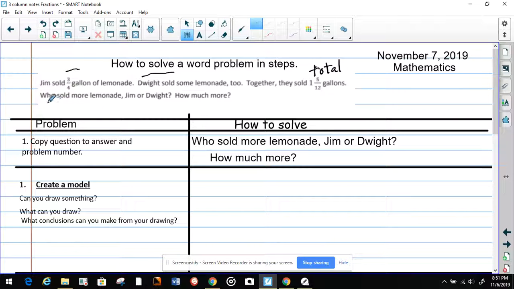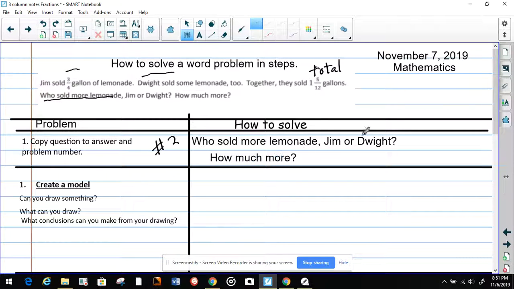Who sold more lemonade? So we have two questions. Who sold more lemonade? Jim or Dwayne? How much more? So here's a question based on this template. Copy question to answer and problem number. So the problem number, I don't have one, but let's call it problem number 2, and this is part 2 of lesson 7. Who sold more lemonade? So we have to answer the question, Jim or Dwayne?